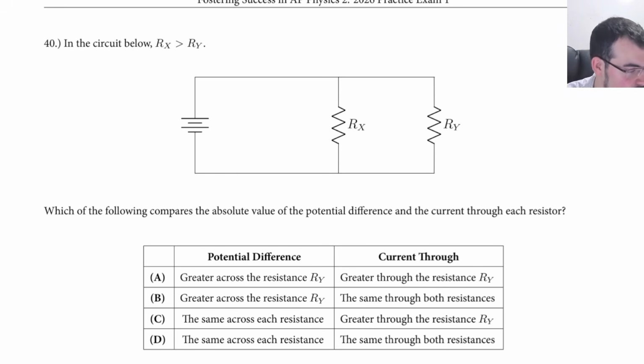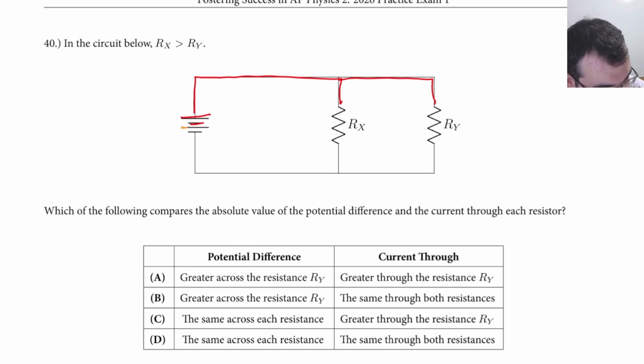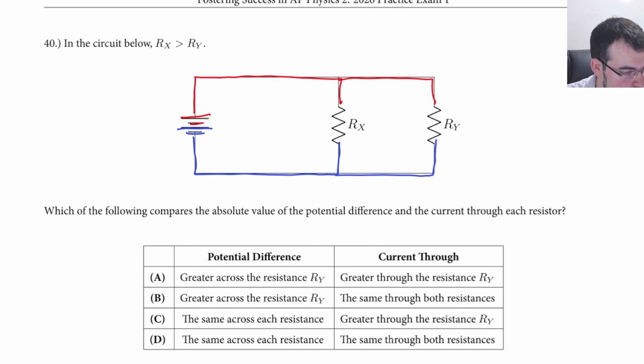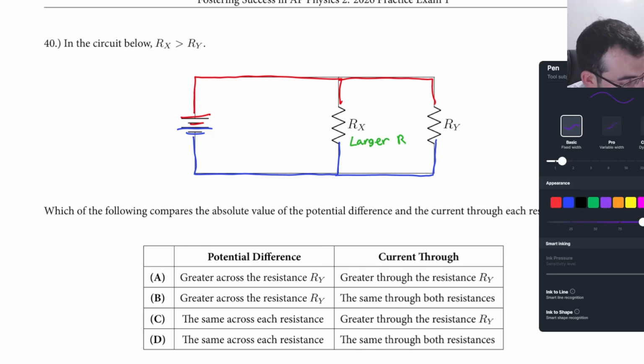And then lastly, in the circuit below, X has a bigger resistance than Y. We want to compare the current through each resistor and the potential difference. Well, based on my picture and the fact that this is just a parallel circuit, we know the potential difference is the same. And then the current is not, right? This is your drive-through, your slow lane. So we should say that this resistance is larger, so you must have less current. You need less current to get the same voltage drop, right?